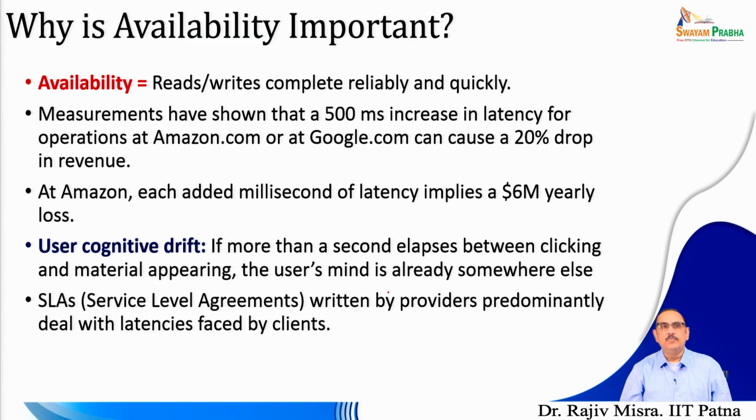Let us see about the availability. Reads and writes complete reliably and quickly. Measurements have shown that a 500 millisecond increase in the latency for operations in, let us say, Amazon.com or Google.com, that is in the cloud, can cause a 20% drop. So, latencies are very important.